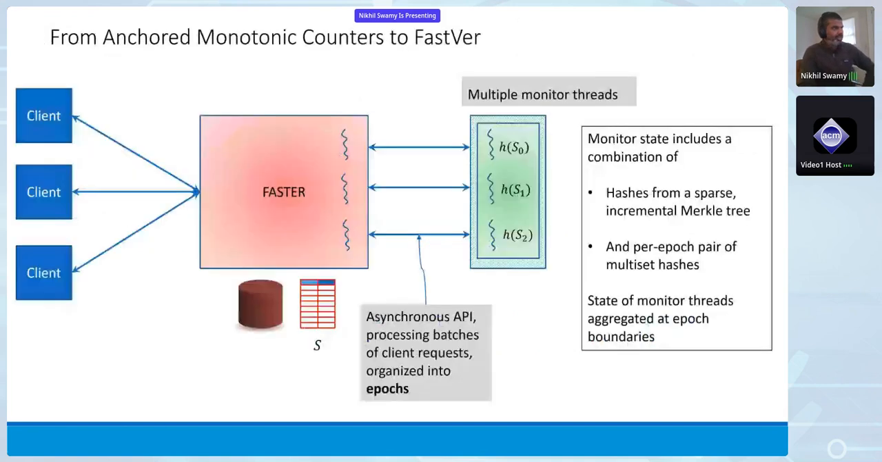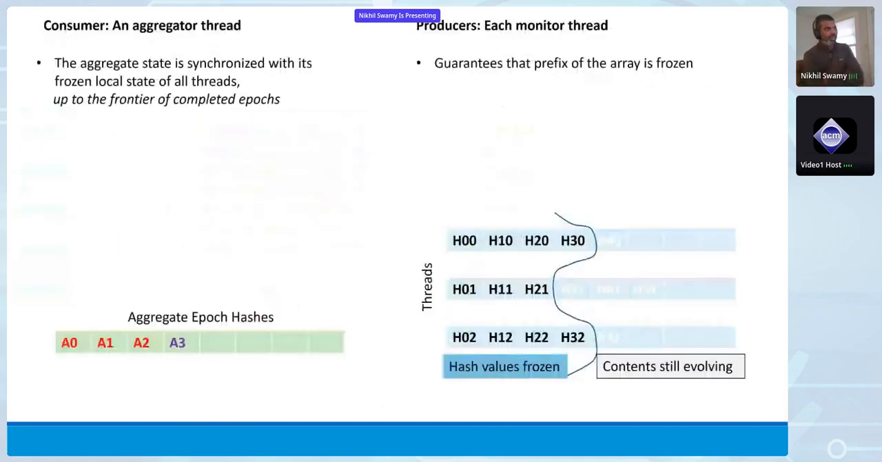So with this construction, you may be wondering, how does this relate back to FastVer? The point here is that the way the FastVer invariant is structured, we have several producers. Each producer is a monitor thread, and we have one consumer, which is an aggregator thread. And there's a relation, an invariant that ties their state together. In particular, the aggregate state is synchronized with a frozen prefix of the state of each monitor.